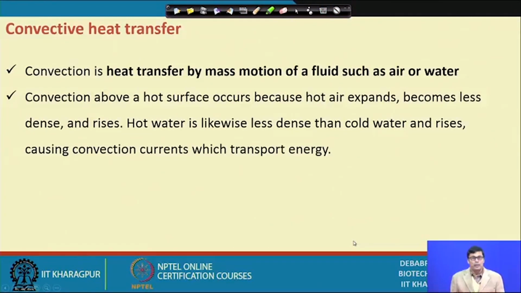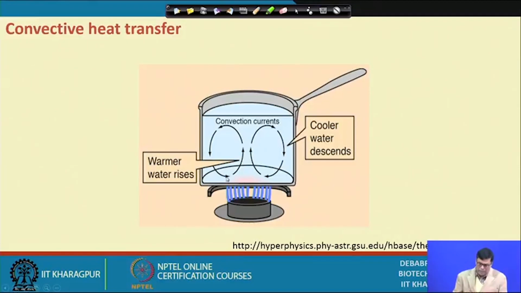Now, next is convective heat transfer. Convection is heat transfer by the mass motion of a fluid such as air or water. Convection among the hot surface occurred because the hot air expands. Let me give an example like this: it is the hot surface at the bottom, you can see here the hot surface.